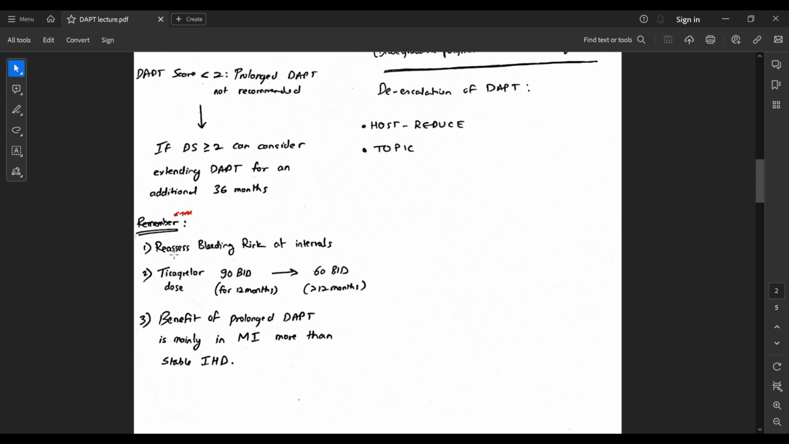Also, one important thing to remember is that ticagrelor, the dose has to be reduced from 90 BID to 60 BID, 90 BID for the first 12 months. And if you're considering prolonged DAPT, then in that case, the dose has to be 60 BID.